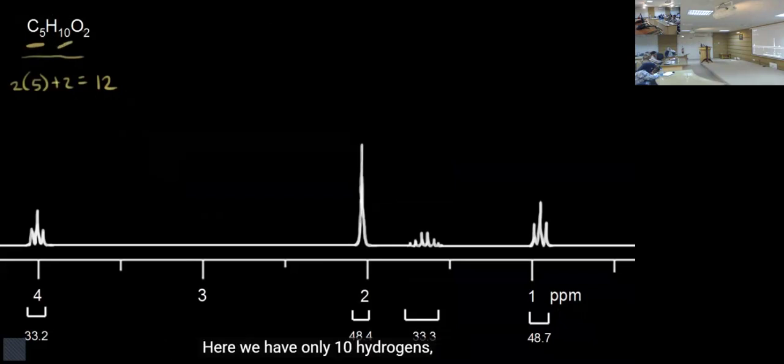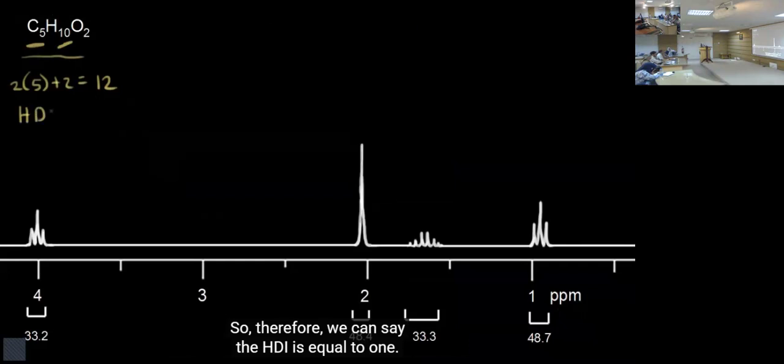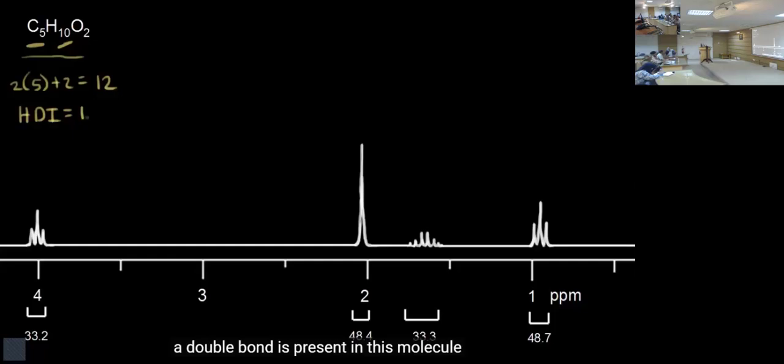Here we have only 10 hydrogens, and so we're missing 2 hydrogens. We're missing 1 pair of hydrogens. So therefore, we can say the HDI is equal to 1. And when the HDI is equal to 1, I immediately think a double bond is present in this molecule or a ring is present in this molecule.